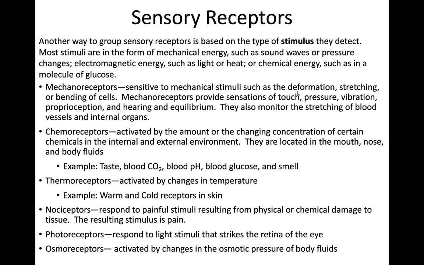So that would be like deformation. Deformation just means the cell gets deformed. A stretching or bending of cells is another way to stimulate these guys. So these are what are going to provide sensations for touch, pressure, vibration, proprioception. Once again, that's that 3-dimensional awareness, and actually hearing and equilibrium as well. They also monitor the stretching of blood vessels. So in other words, they're monitoring blood pressure, and they monitor the stretch of your stomach. They monitor the stretch of your bladder.